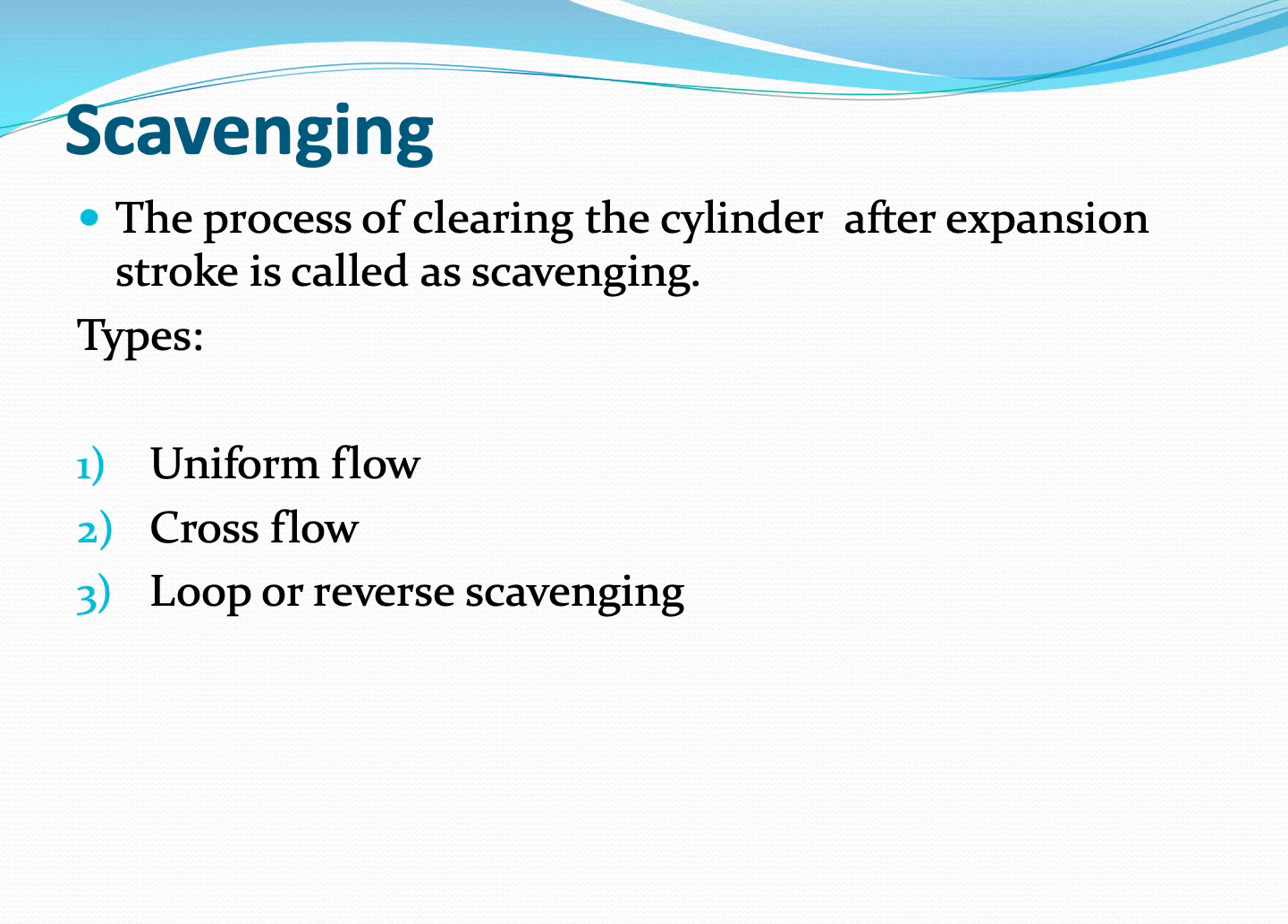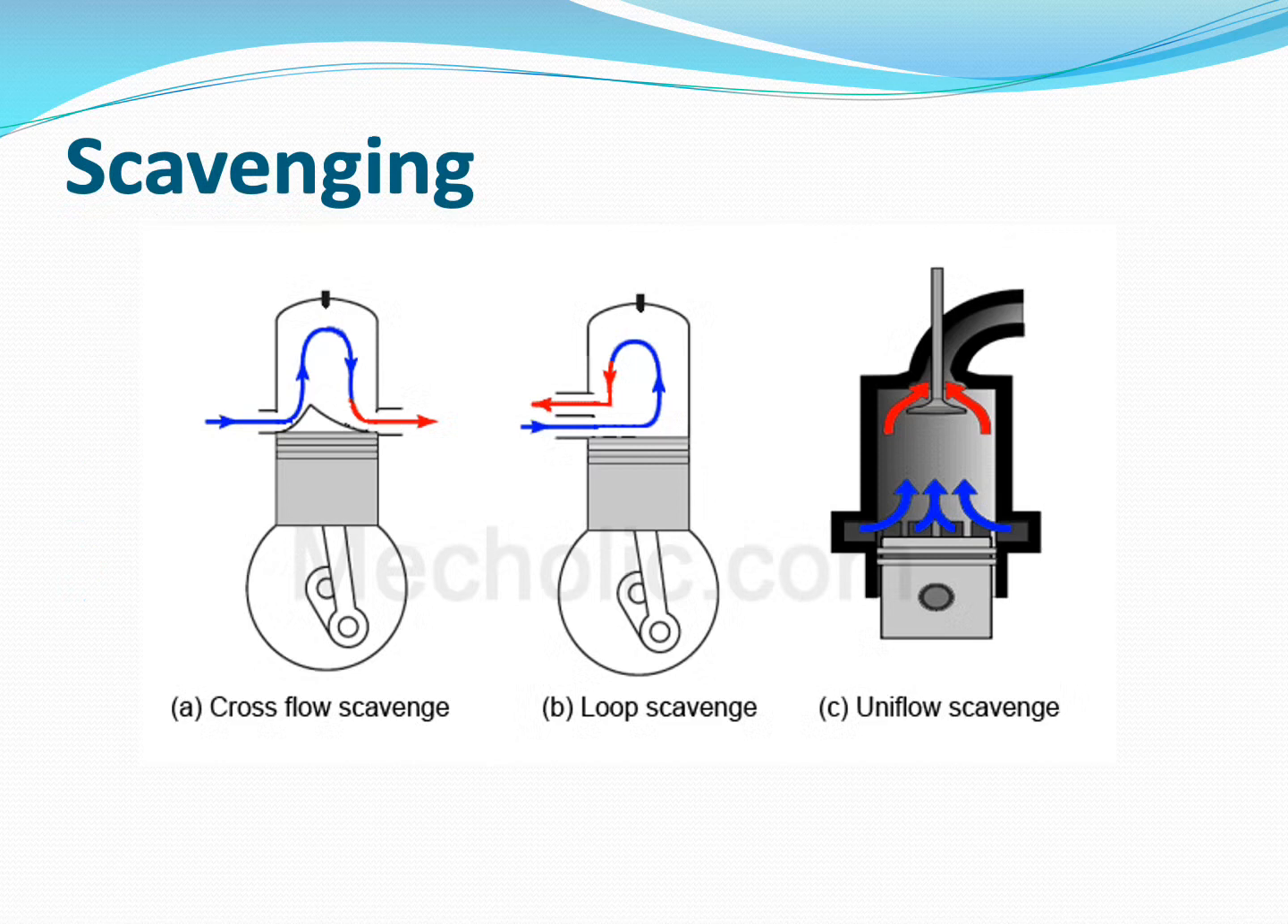In uniform flow scavenging system, the ports are provided on one side of the cylinder wall and exhaust valve is kept in cylinder head for removal of exhaust gases. The fresh charge and products of combustion are moving in upward direction. You can see in figure C.